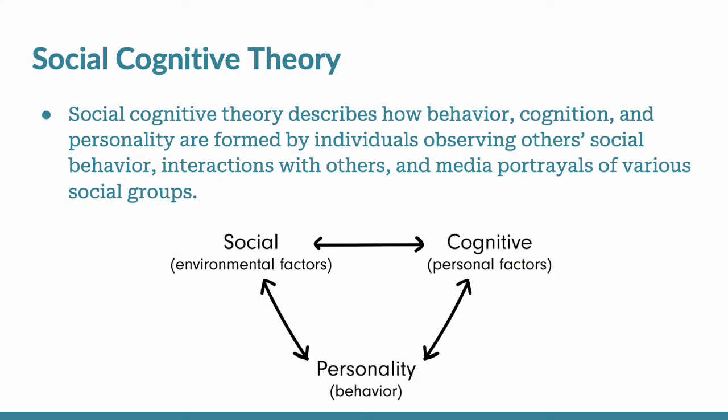Next up is social cognitive theory. Social cognitive theory describes how behavior, cognition, and personality are formed by individuals observing others' social behavior, interaction with others, and media portrayals of various social groups. This diagram at the bottom shows how these three elements of social, cognitive, and personality factors all impact each other through observations throughout one's development.